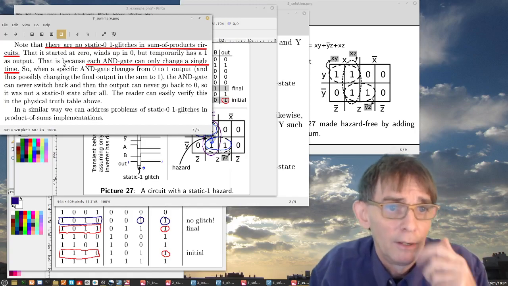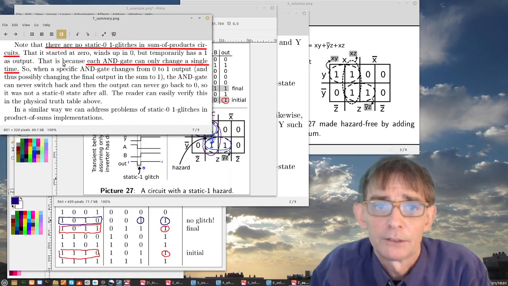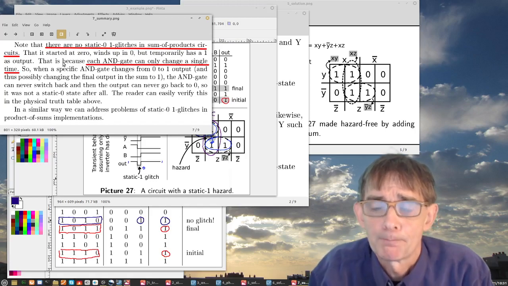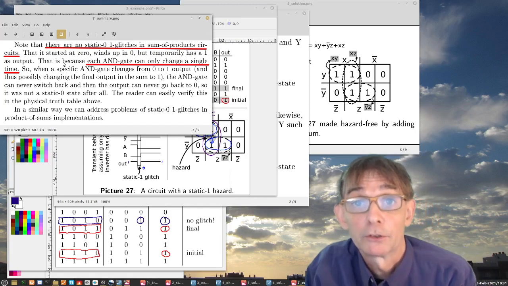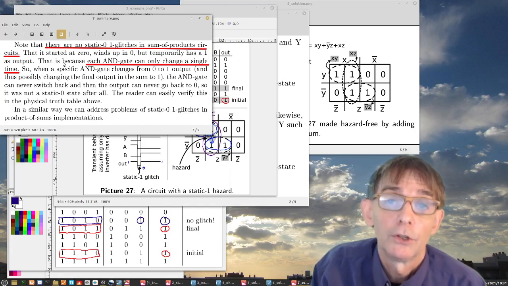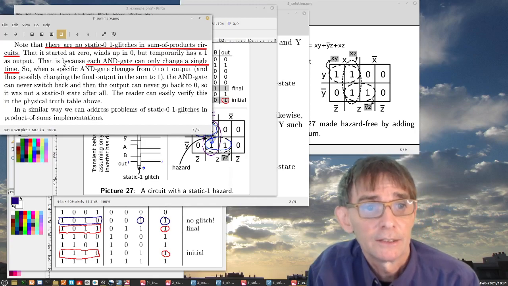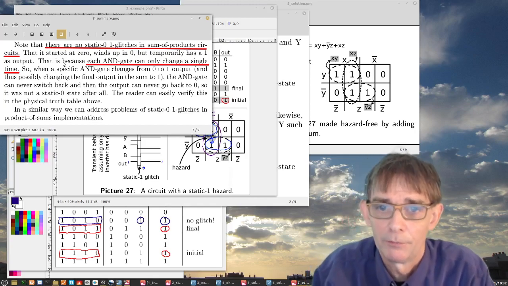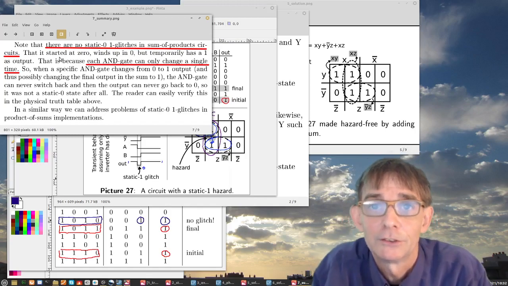So you only have a static 1, 0 hazard in a sum of products circuit. Of course, in a product of sums circuit, you can have static 0, 1 glitches. But that I will leave for you to discover yourself.